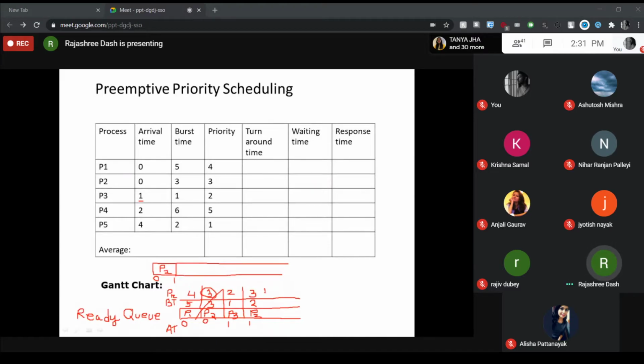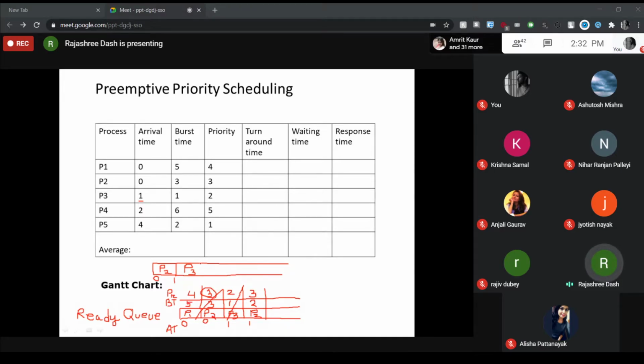What is the thing? When a process is preempted, it is stored back in the ready queue with the remaining burst time without any change in its priority number. Now in place of P2, P3 will continue its execution. So P3 is removed from the ready queue and assigned to the CPU. At time 1, P3 continues.